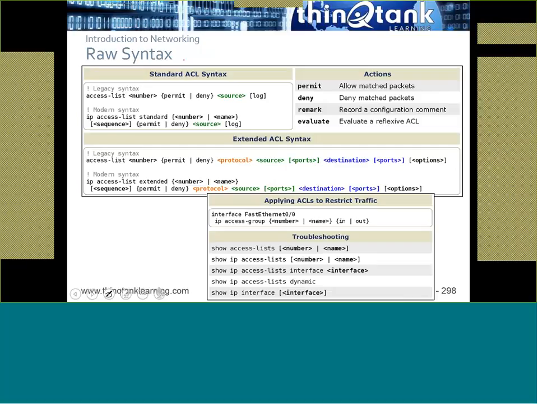In addition to the classification, whether it's a standard or extended ACL, we also have the ability to type out the access control list using our legacy method, or to type it out using what we call the named method, or more importantly, what we would call the modern syntax.